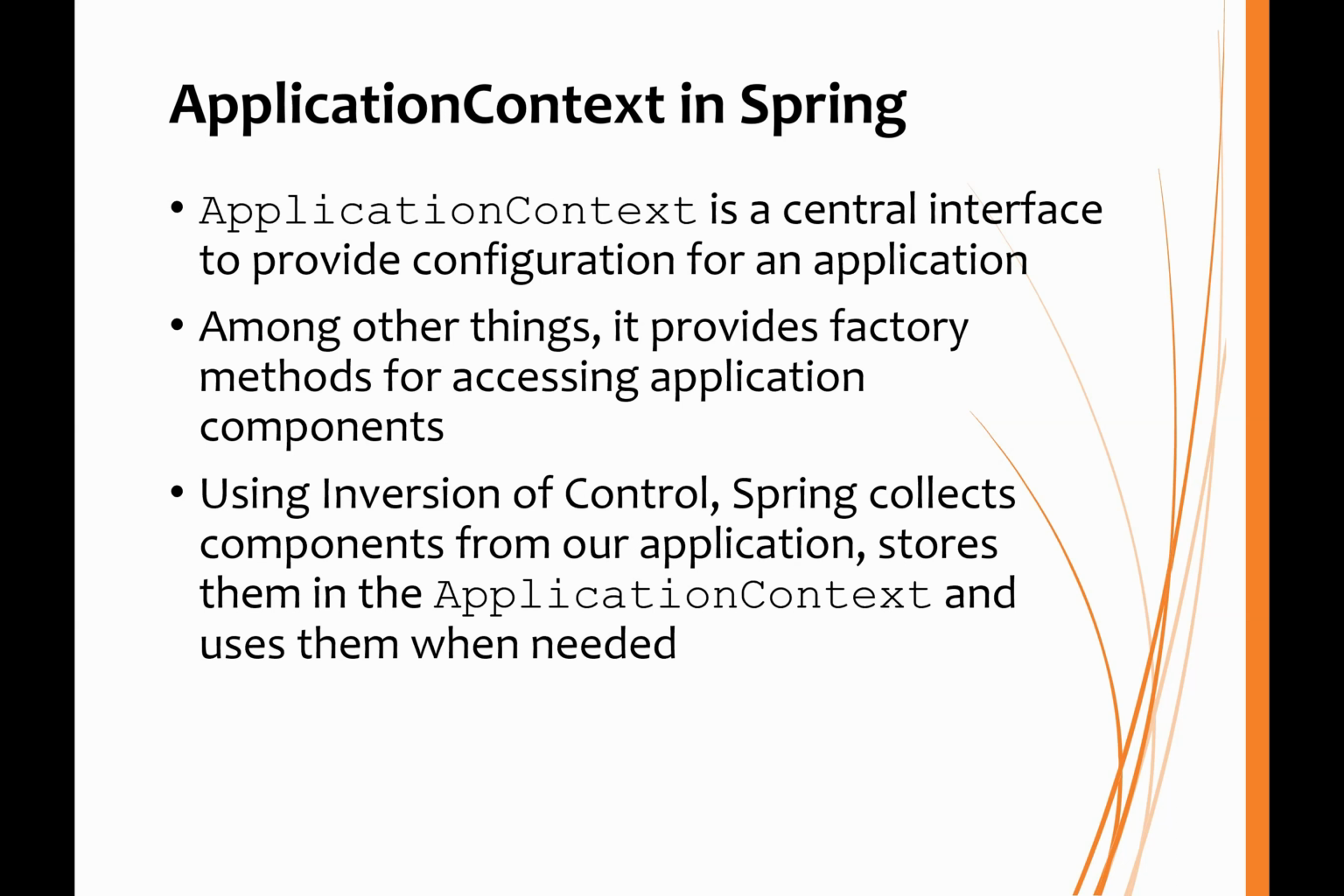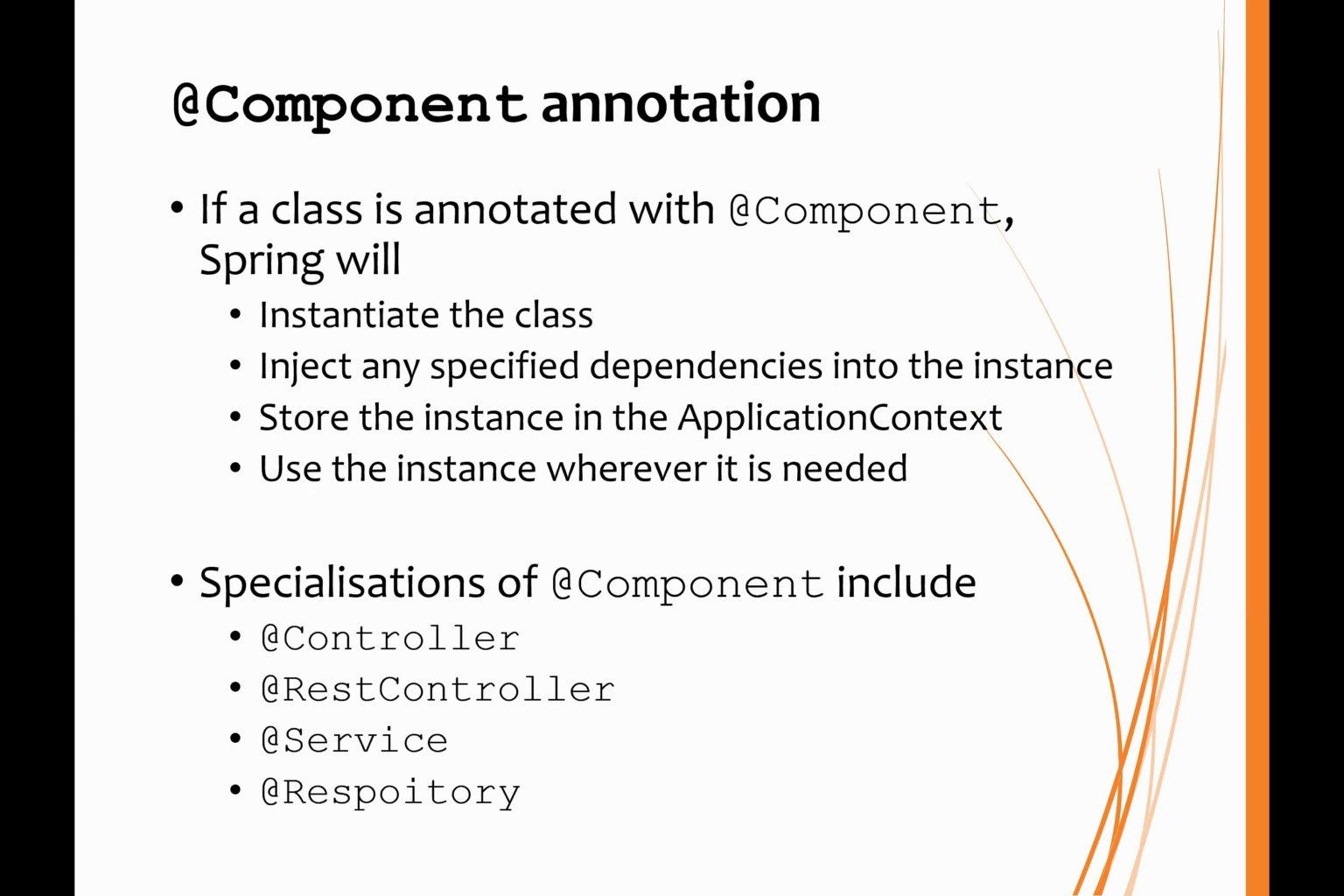Using inversion of control, Spring collects components from our application, stores them in the application context, and uses them when needed. If we've got a class that is annotated with @Component, then Spring will inject any specified dependencies. So if that object has got references to other managed objects, references to those managed objects will be stored in that object. And then it will store that instance in the application context and then use it whenever it's needed.